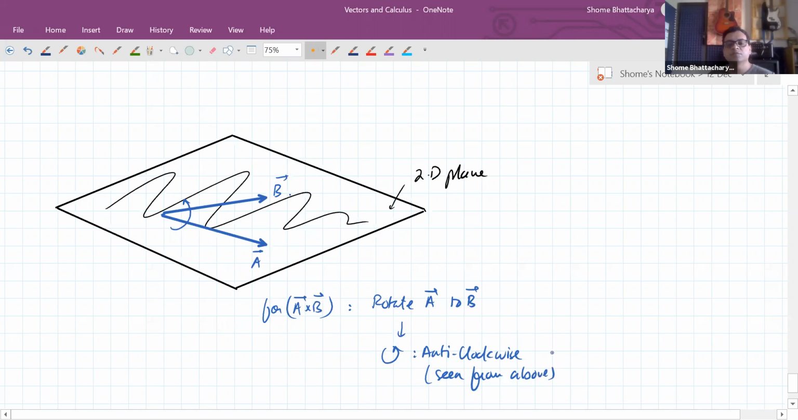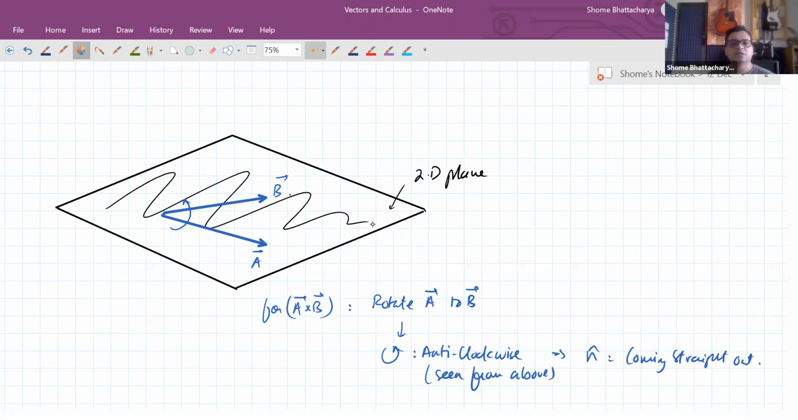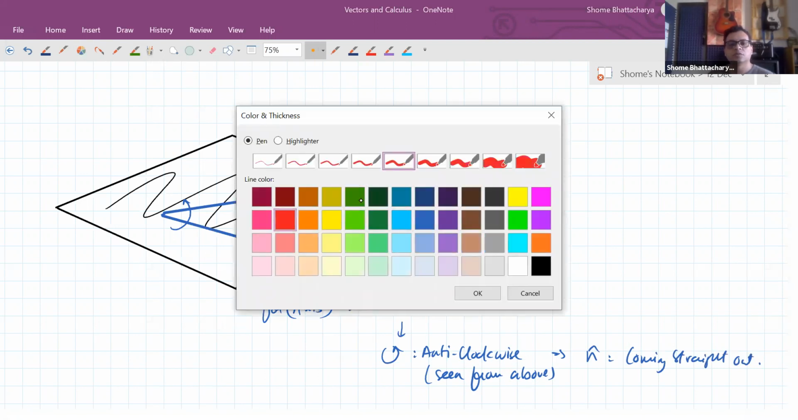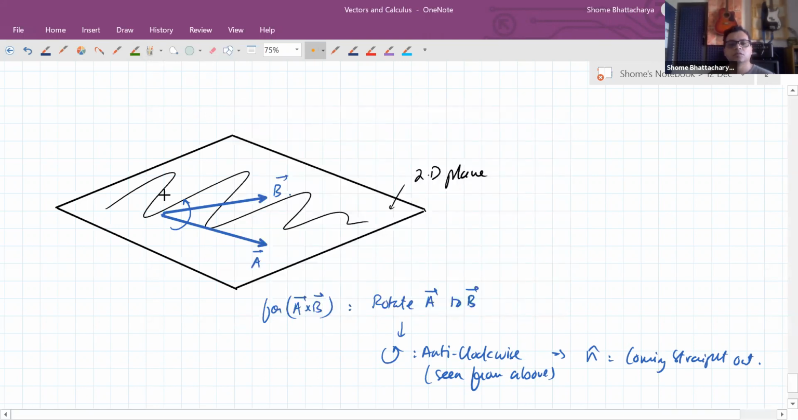Okay, so that will mean that n cap is coming straight out of the plane. Okay. So the direction of n cap here will now become this. This will be the direction of the unit vector n cap, which is cutting this whole plane perpendicularly. This is the line perpendicular to this two-dimensional plane.